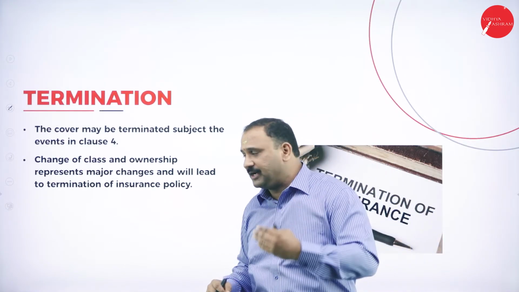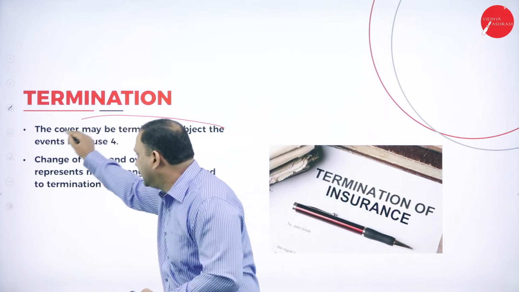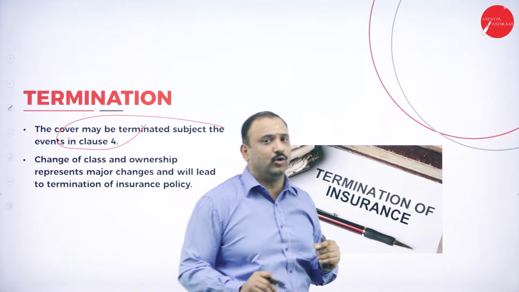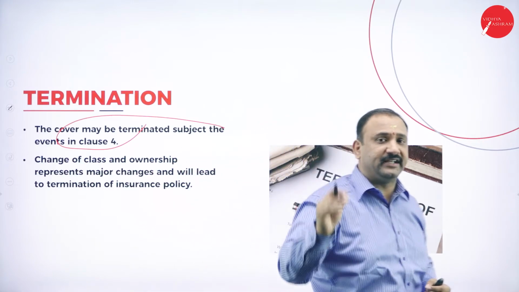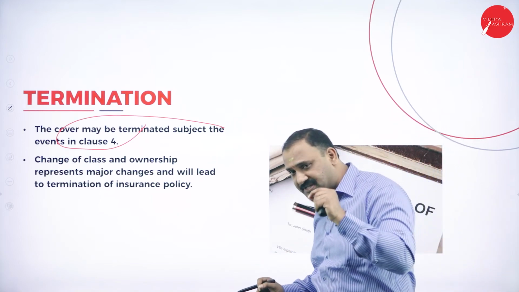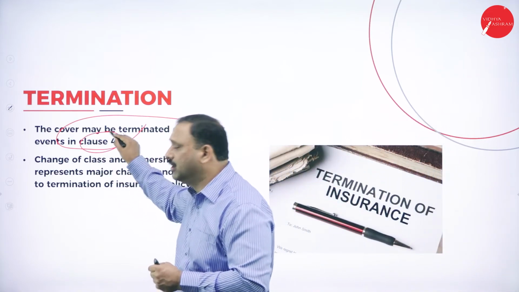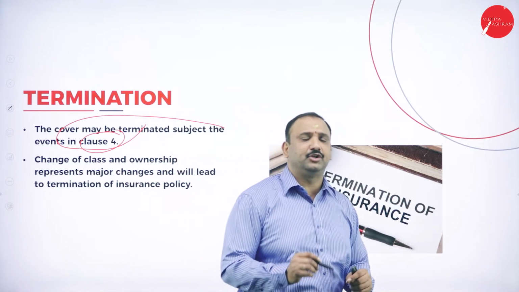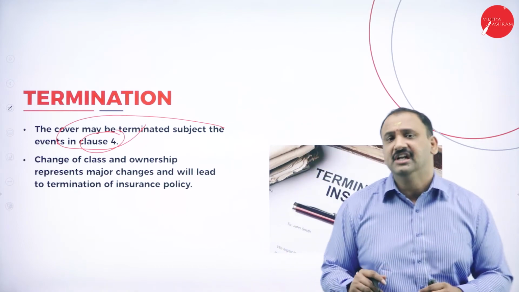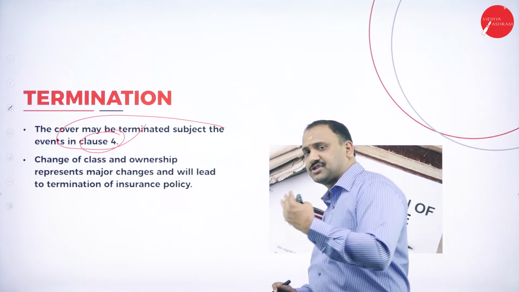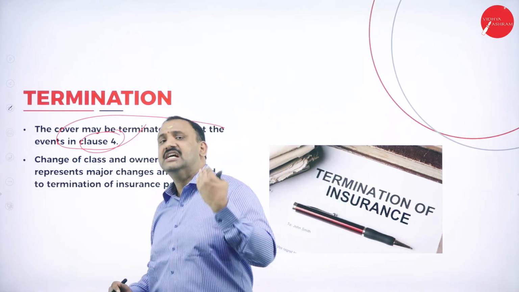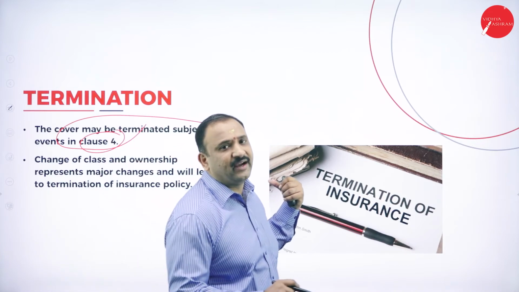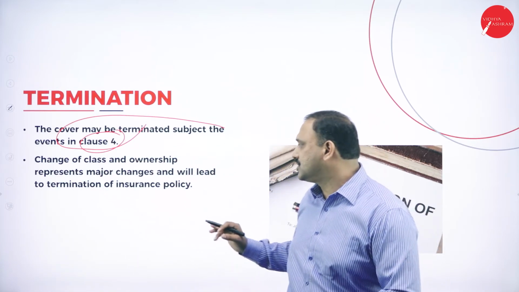Termination. The cover might be terminated subject to the events in clause 4. Suppose the cover is not being followed, so the cover can be terminated by the insurance company subject to the factor called in clause 4, which means that if there has been a breach or a violation of all the factors mentioned, and the shipping company has tried to go against the rules and regulations and violate the entire situation and go forward, then there would be a termination of the insurance altogether.